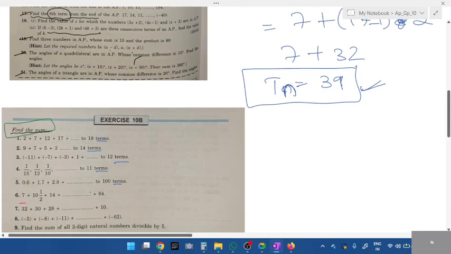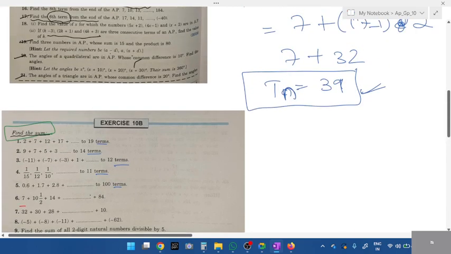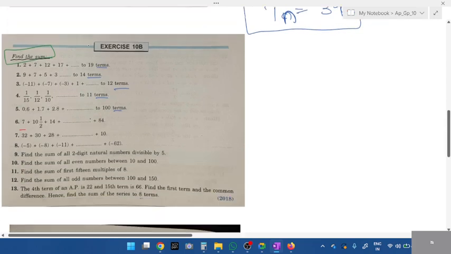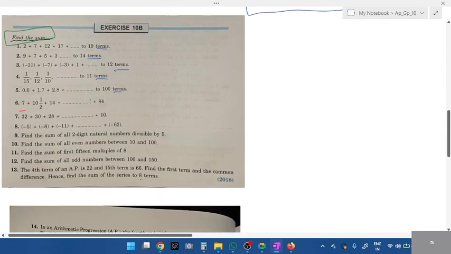Because if they give this type of question in the exam, you should be able to solve it. Next, this is some question. I've already explained all this. Just go through it, we'll solve one question.